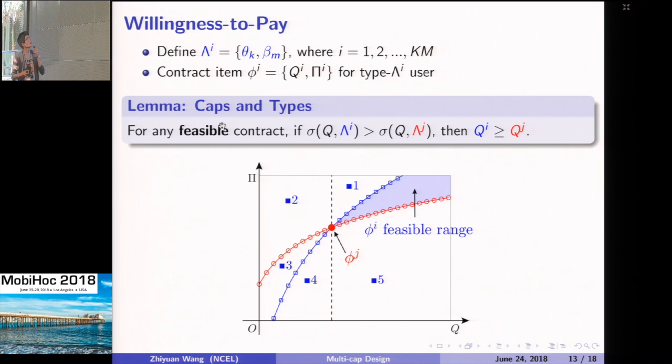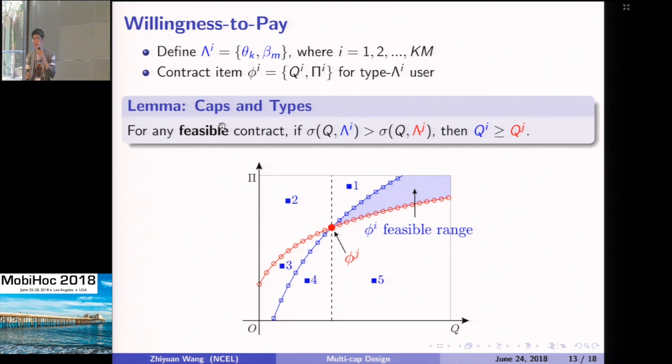Similarly, the two axes correspond to the monthly data cap and the monthly subscription fee. Let's suppose the red circle is the contract item designed for the lambda j user, and the corresponding red curve is the indifference curve for this type of user. The blue curve in this figure is another indifference curve, of the lambda i user. Now we want to claim that, satisfying the individual rationality and incentive compatibility conditions, the feasible contract item for the lambda i user must appear in the blue region.